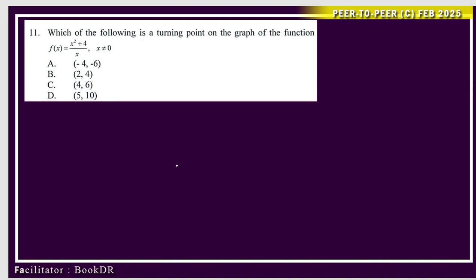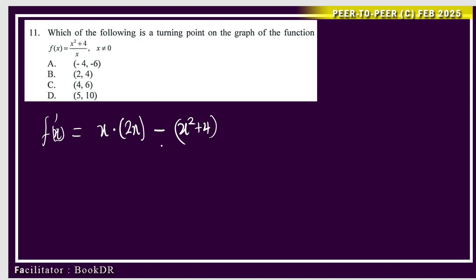Which of the following is the turning point on the graph of the function? So we have to find the turning point. So first we must find the first derivative, f prime of x. Remember this is a quotient, so we use the quotient rule. We maintain v, that is the denominator, and we differentiate the numerator, and that will give us 2x. Then this time round, we maintain the numerator, x squared plus 4, and differentiate the denominator, and that will give us 1.